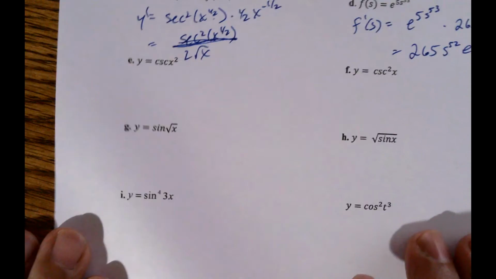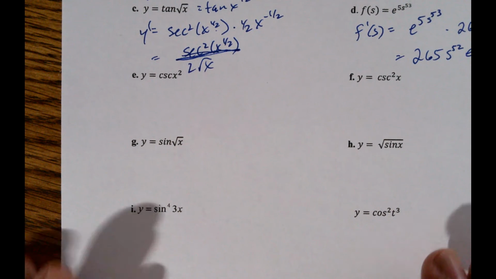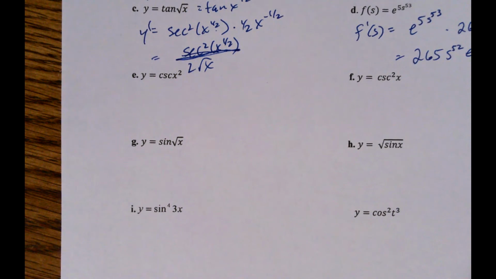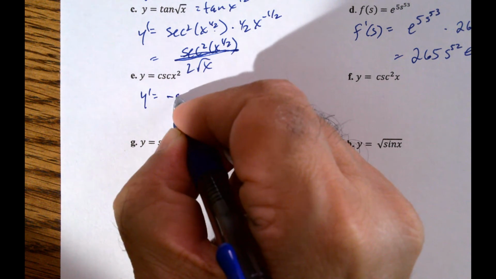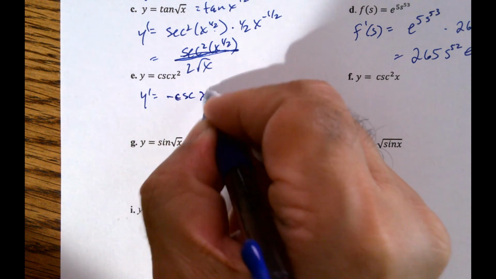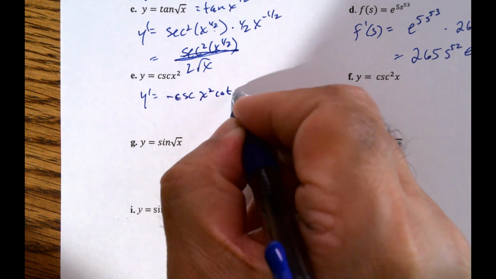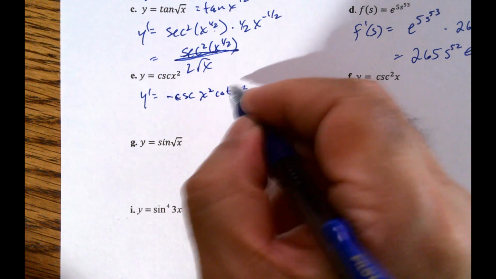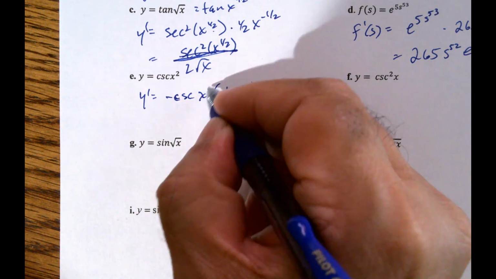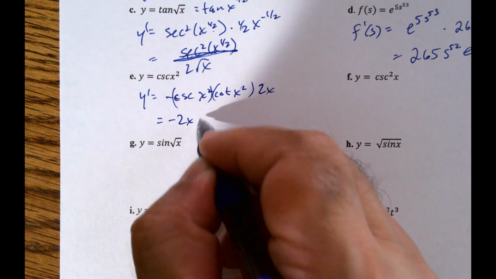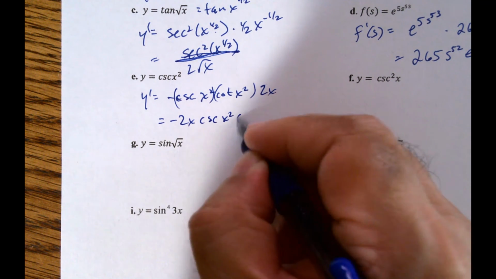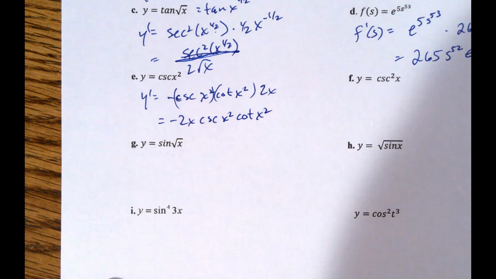All right. E, okay, this is cosecant of x squared. So when I take the derivative, cosecant is negative cosecant inside, cotangent inside, times the derivative of the inside, which is 2x. Clean that up: negative 2x cosecant x squared, cotangent x squared. That's that.